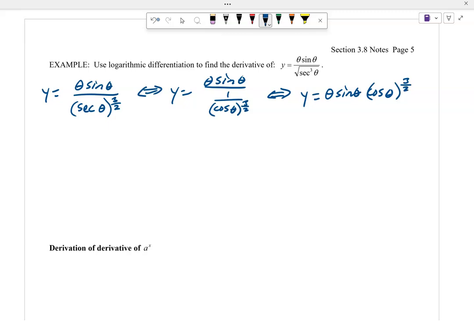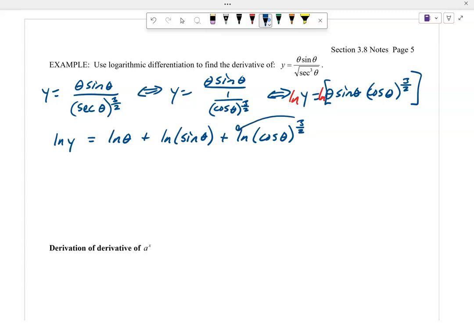See that? And then if I take the natural log of both sides, I can break that up. So I have natural log of y on the left, but I can break this whole thing up as the natural log of theta plus the natural log of the sine of theta plus the natural log of the cosine of theta to the 3/2. And then I'm going to put that 3/2 in front there. I'm going to go ahead and do that right now, actually. That 3/2 there. And now let's go ahead and take our derivative here.